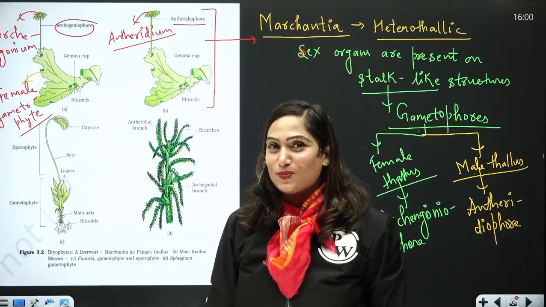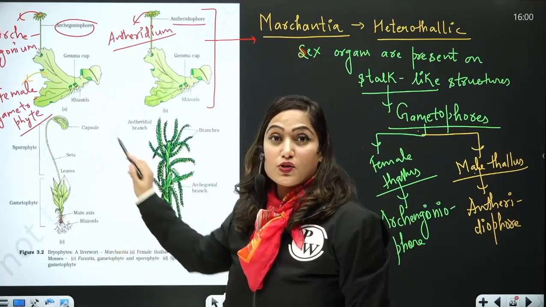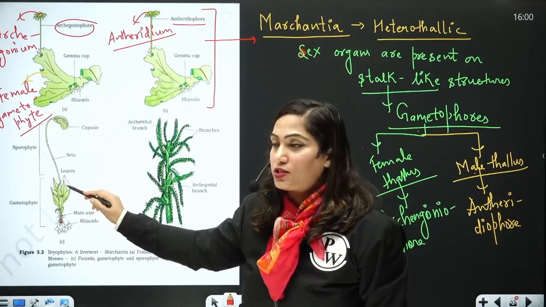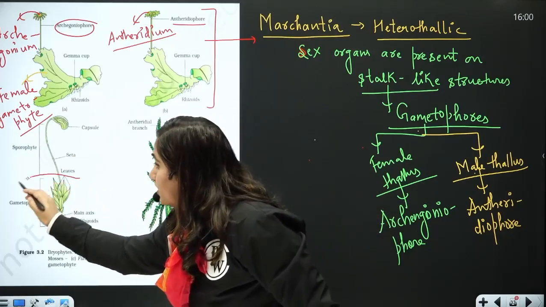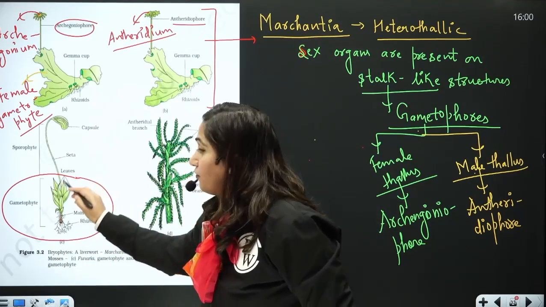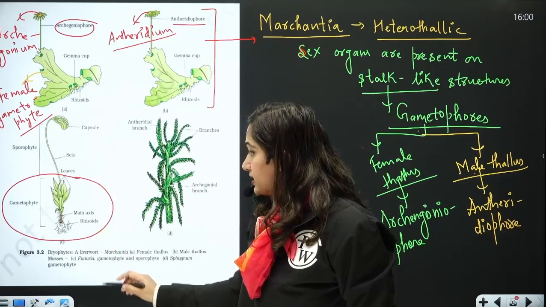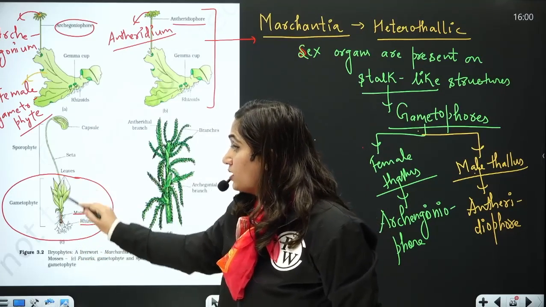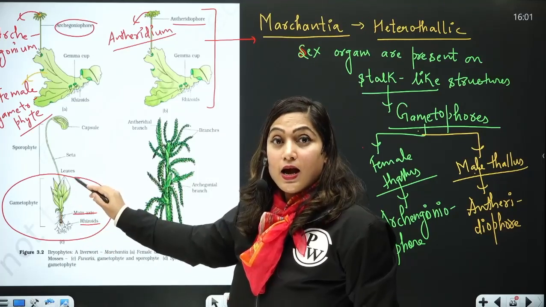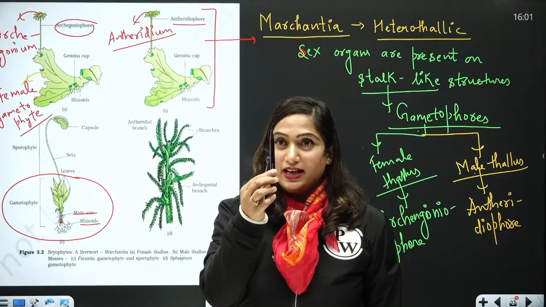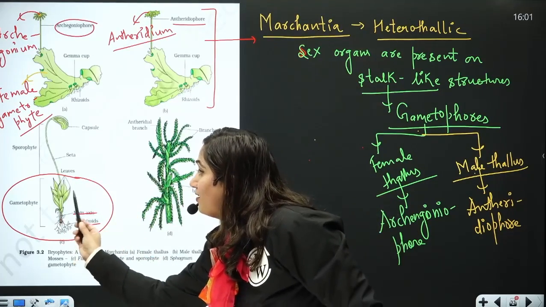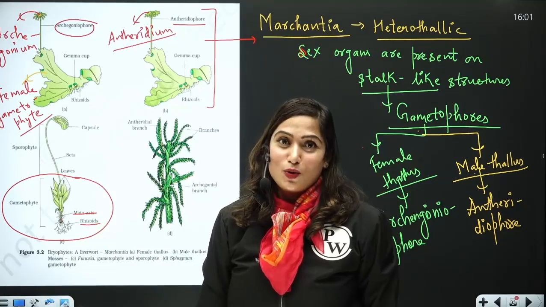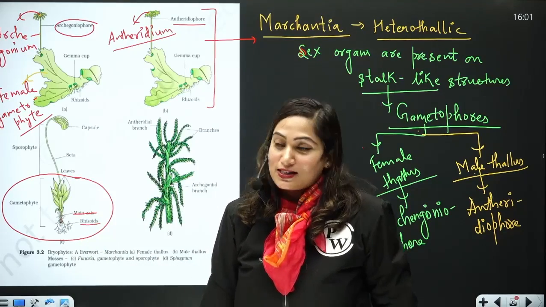This diagram is of Funaria, a moss. Here you can see that in this diagram, gametophyte is given, right? What parts are labeled in gametophyte? Rhizoids and the main axis. And you can see the main axis is perpendicular, upright, on which leaves are arranged spirally. That is the gametophyte of mosses.